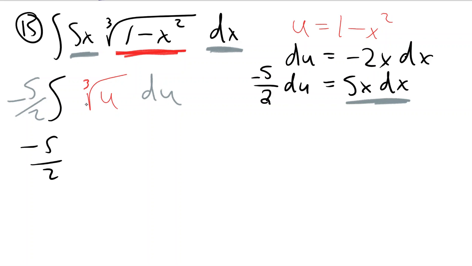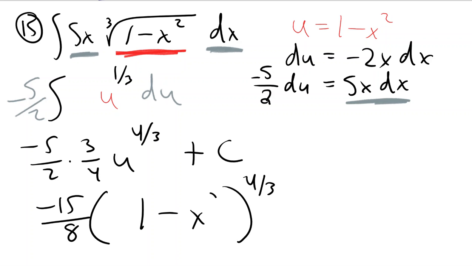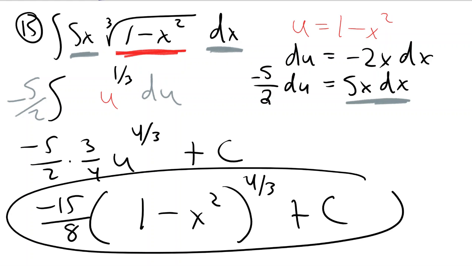Okay, then you can integrate this. So think of this as u to the 1/3. So raise the power by 1, divide by the new power. Don't forget the plus c because there could be a constant. You end up with negative 15/8 u to the 4/3 plus c, and put u back in. The answer looks kind of messy, but you could always take the derivative to double check that it works.